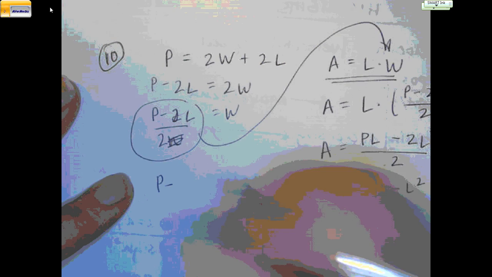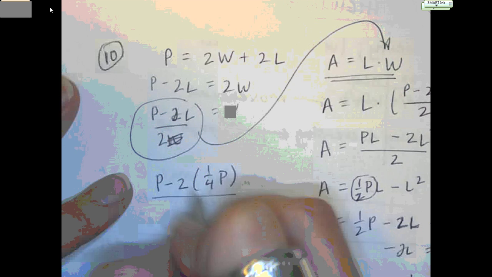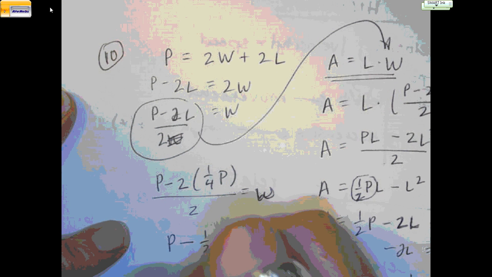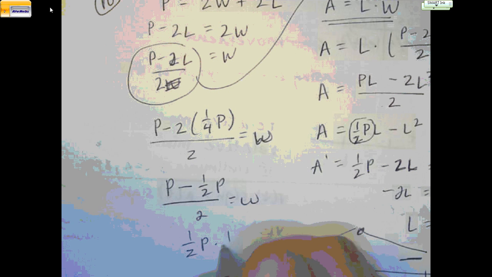So I'm going to take 1/4 of P and plug it back in up here for area. Actually, I'm solving for W, so I'm going to plug it in over here. P minus 2 times L, and L is 1/4 P, all over 2, and that's supposed to get me W. So I have P minus 1/2 P, all over 2 equals W. 1P minus 1/2 of P is 1/2 P, and I'm dividing by 2, which is the same thing as multiplying by 1/2. So I get 1/4 of P also is W.